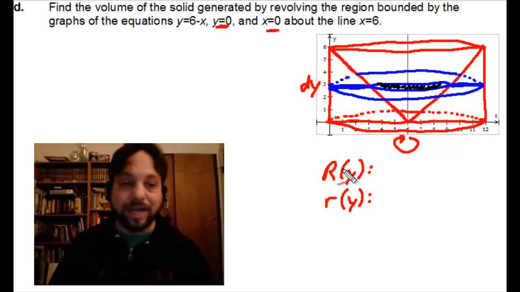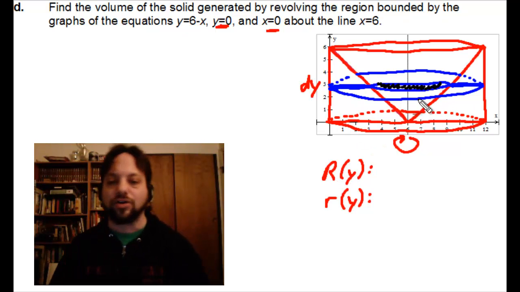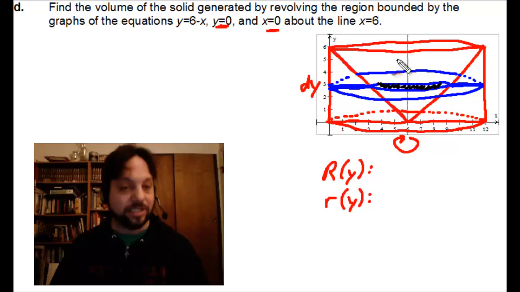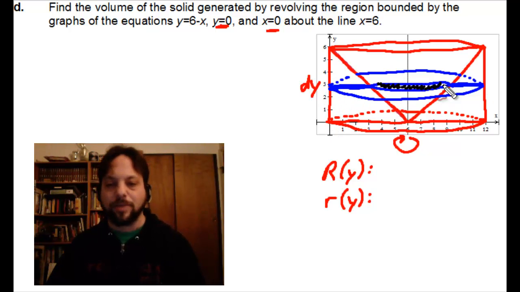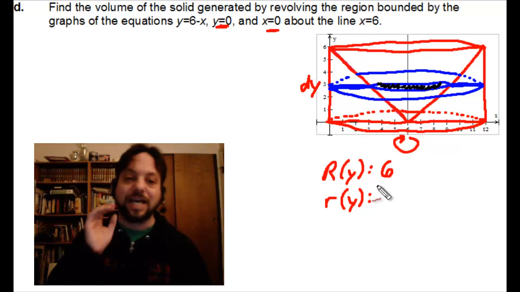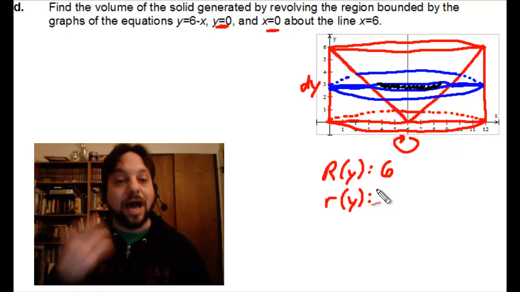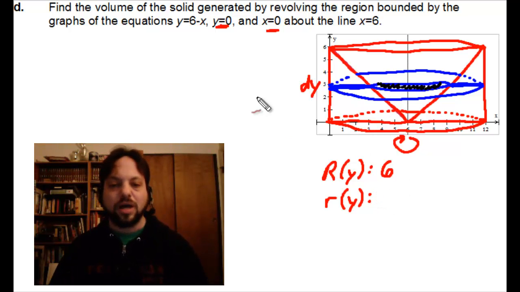Now, the outer radius should not be too difficult at all. No matter where I am up or down on this figure, the outer radius is always going to be 6, no matter where I draw this washer. So the outer radius is simply going to be 6. That's nice. That's easy. How about the inner radius? Well, I'm given the equation y equals 6 minus x, but I really need that in terms of y. So why don't I call this x equals 6 minus y? That's just a little bit of algebra trickery there.